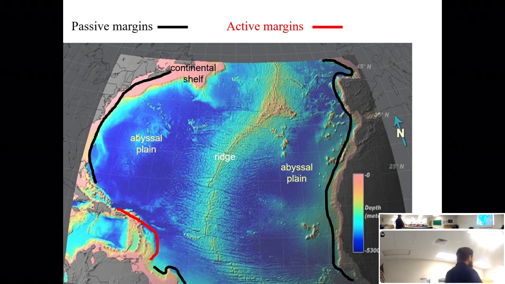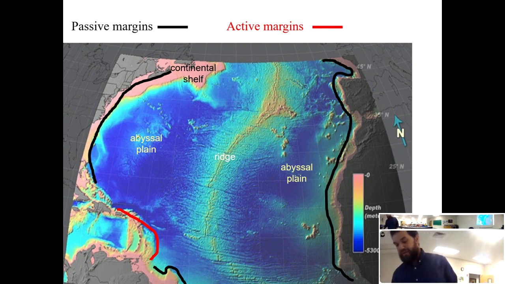What about our West Coast? Are there any volcanoes along the West Coast? Yeah, there are, right? Mount St. Helens, for instance. That's an active margin, and that's because there's active subduction going on along the West Coast. That's why there's a lot of earthquakes. You ever hear there's a lot of earthquakes in California? Yeah, it's true. I can attest personally. It's because that's an active margin.